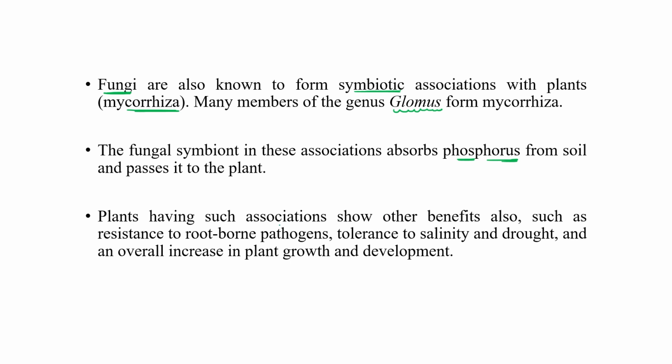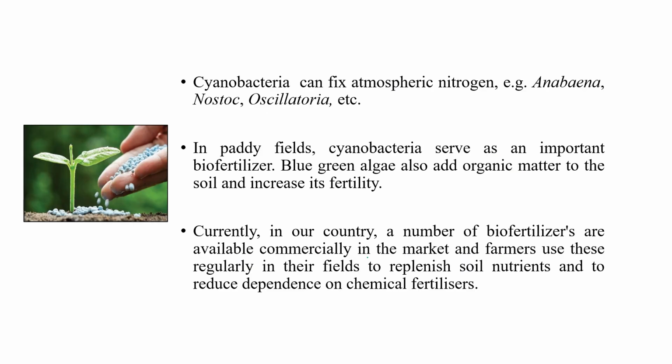Plants having this kind of symbiotic relationship, other than phosphorus, also get other benefits like resistance to root-borne pathogens, tolerance to salinity and drought, and overall increase in plant growth and development. So this is the second example.